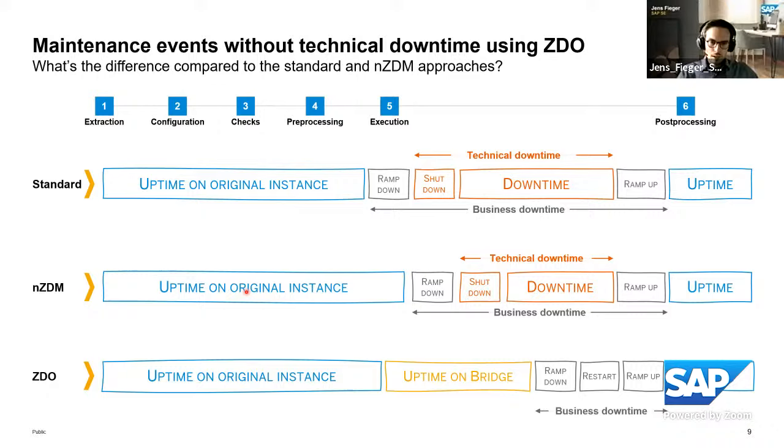And eventually, if you consider ZDO, you would not have any technical downtime at all. We just have that uptime on the bridge subsystem. That essentially means the end users continue their work to the very end of the upgrade. And only when you have your planned cutover window from the source to the target release, you activate this new release by performing a restart. Of course, the restart is also orchestrated by the SUM tool. There's no manual intervention with any scripts needed. Everything is orchestrated along with our tool, the upgrade tool.